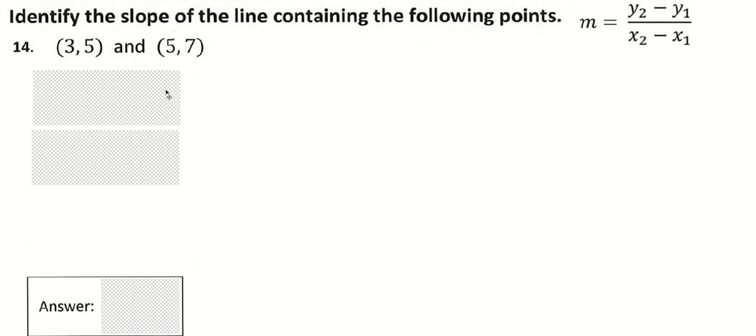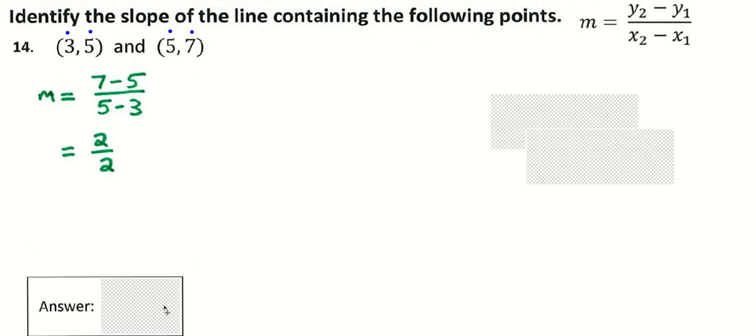Then the last 2 or 3 problems here involve throwing these coordinates into the formula, as long as you remember that it goes x, y, and then in the other point, x, y. And so we're probably going to call this x1, y1, then x2, y2. And if you plug all that in properly, you get 2/2 or 1. 7 minus 5 up top, and then on the bottom it's 5 minus 3. The y's subtracted, and on the bottom the x's subtracted.